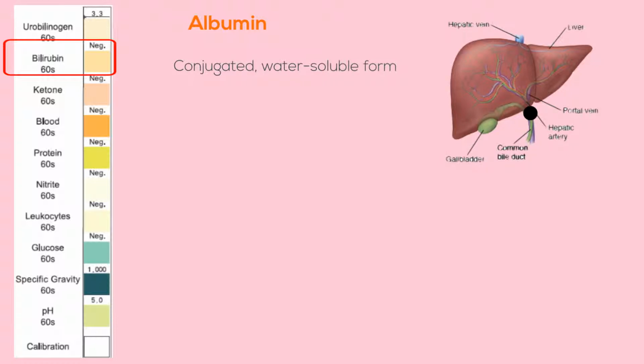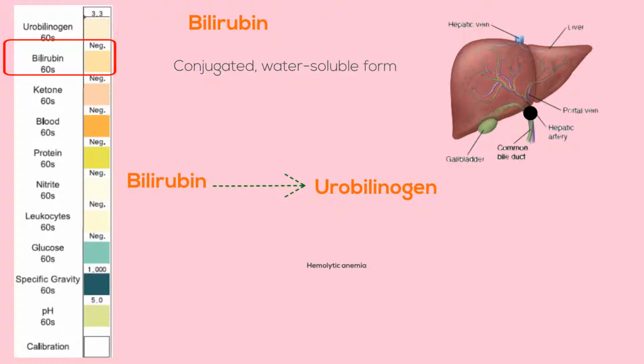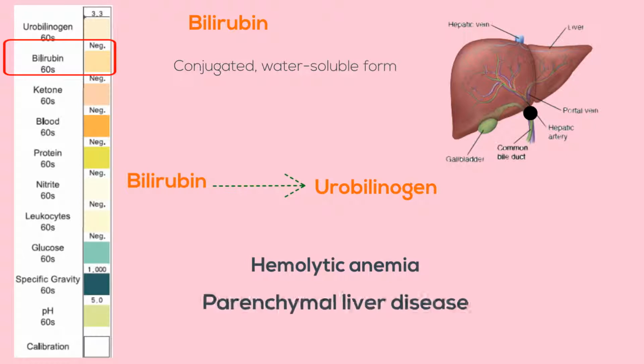Bilirubin is metabolized into urobilinogen in the GI system, then reabsorbed into the blood. If this is positive in the urine, it indicates hemolytic anemia or parenchymal liver disease.